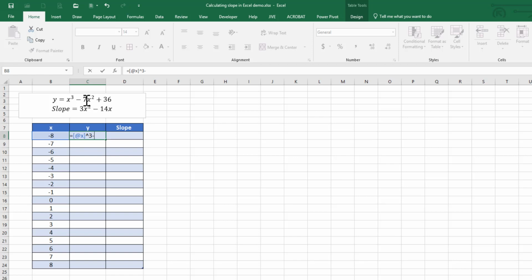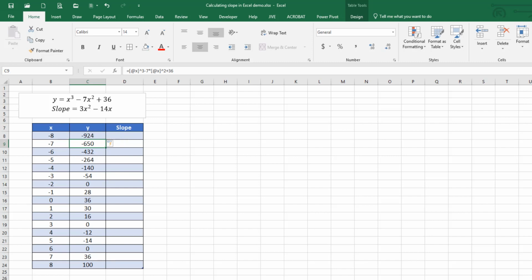Minus, then I have 7 times, and once again it's x, so I'm going to reference that negative 8, and this time it's to the power of 2, so I'm going to go shift 6, which gives me that hat, 2, plus the constant at the end of this equation, 36. And because I set this up as a table, it auto-filled. Sometimes you'll have to drag that equation down instead, depending on how you set up your table.